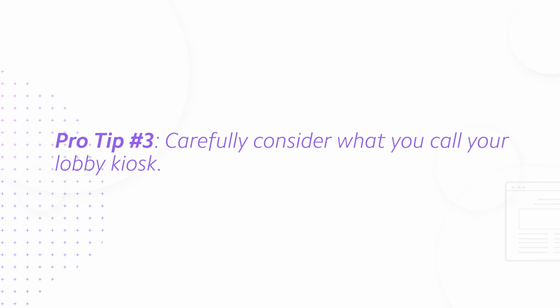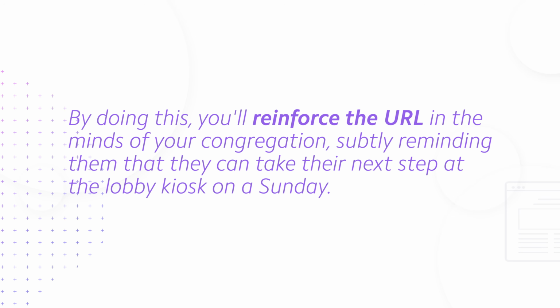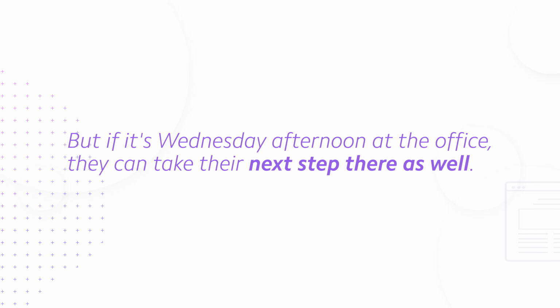Pro tip number three, carefully consider what you call your lobby kiosk. For instance, we don't recommend that you refer to it as the Next Steps kiosk publicly. Instead, give it a name with your website URL included directly within the name. So for instance, if your Nucleus URL is lifeabundant.info, call your kiosk the lifeabundant.info kiosk. By doing this, you'll reinforce the URL in the minds of your congregation, subtly reminding them that they can take their next step at the kiosk on a Sunday, but if it's Wednesday afternoon at the office, they can take their next step there as well.